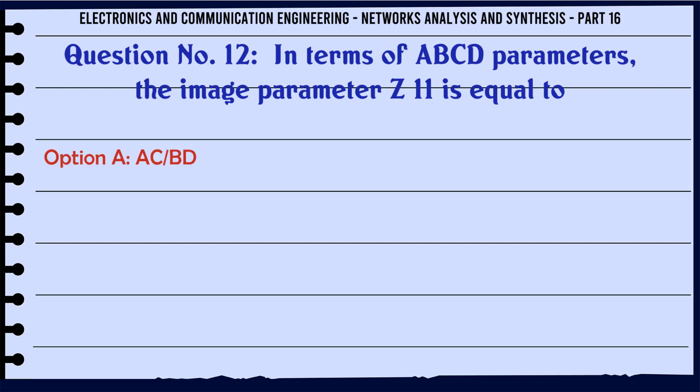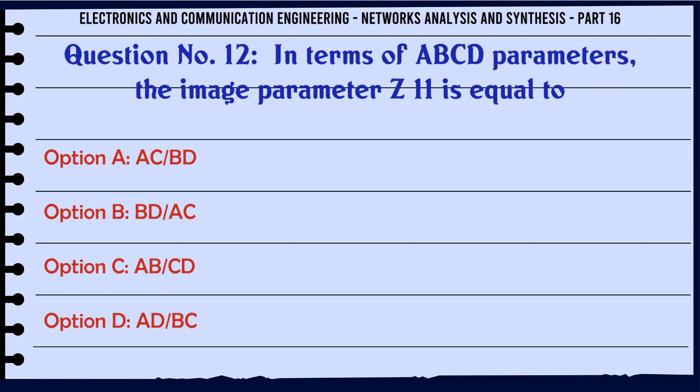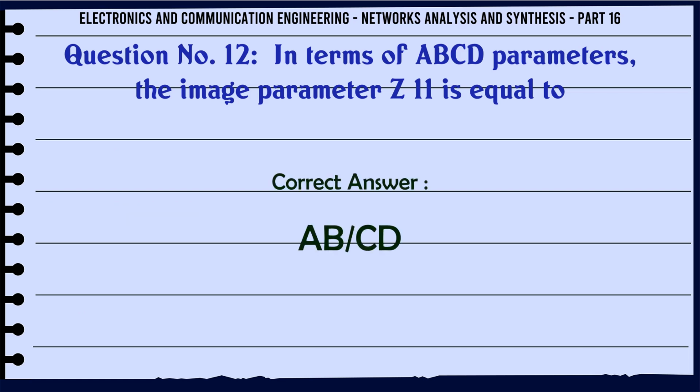In terms of ABCD parameters, the image parameter Z11 is equal to A root of AC over BD, B root of BD over AC, C root of AB over CD, D root of AD over BC. The correct answer is ABCD.